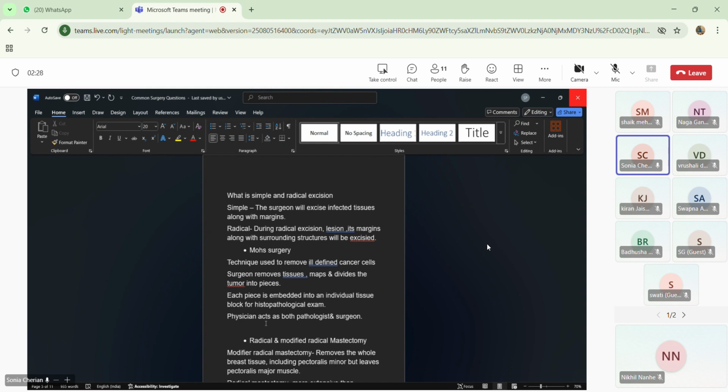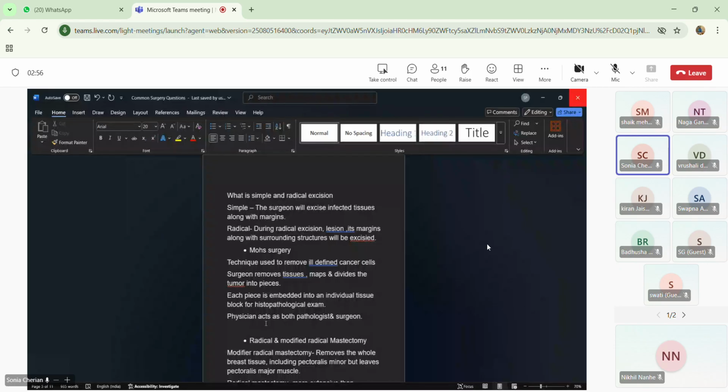This radical excision is done during any skin cancer, or anything cancerous. Why? Because they will excise the whole lesion, its margin and the surrounding structures. For example, you can see radical hysterectomy and radical mastectomy. They will take away all the lymph nodes and the muscles, correct? Here also it means the same: surrounding structures will be excised.